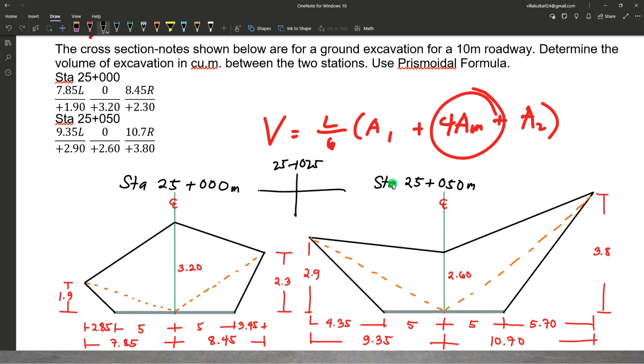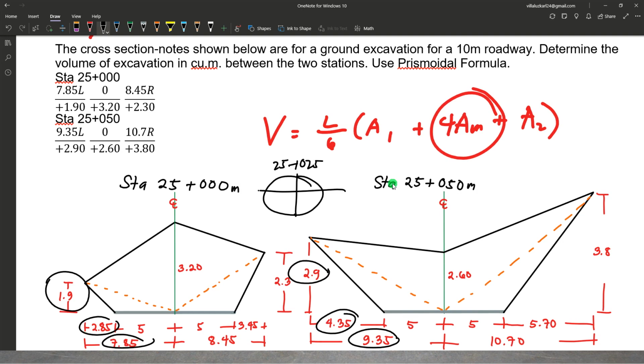Based on the given dimensions at each station, in order for us to have the corresponding figure midway between these two stations, we shall take the average of these dimensions, such as 1.9 and 2.9 to locate the height at midpoint. Another, we take the average of 7.85 and 9.35, or you can use 2.85 and 4.35. Take the average of that, and that's the corresponding offset from the edge of the roadway on the left side.